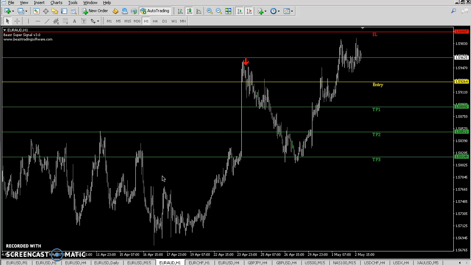Just one point I need to make. I have had a lot of requests asking if this indicator can be used for binary options, and no, it can't. This indicator is optimized for Forex only and not for trading binary options. So if you are a binary options trader, unfortunately, this indicator is not for you.